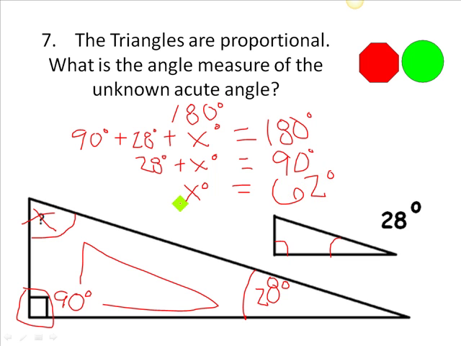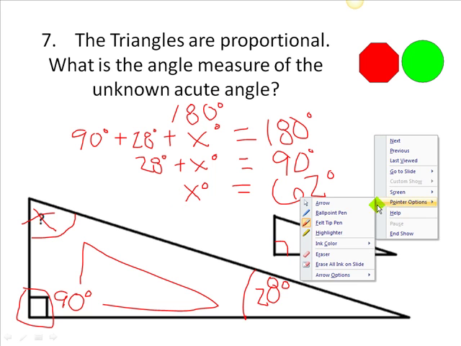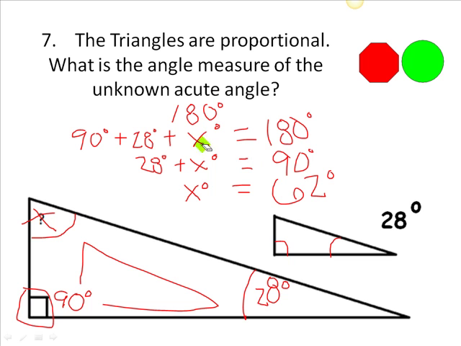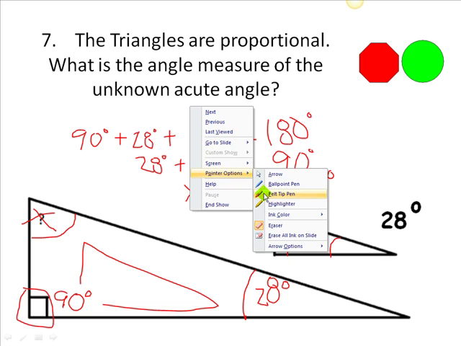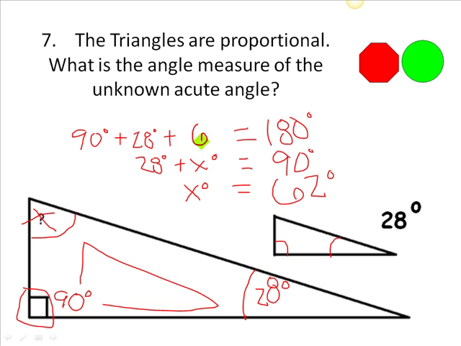So x equals 62 degrees, and if I wanted to see, well, is this right? I can come back up here and plug that in and see what I get. If I stick 62 degrees in my original equation, will it equal 180? 90 plus 28 plus 62 does equal 180. So the unknown angle was 62 degrees.